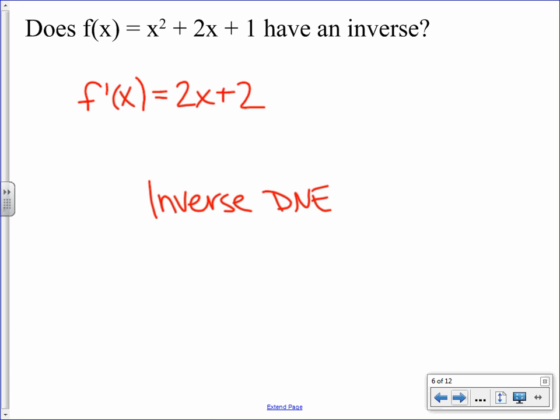Why is it not monotonic? Because the domain of f is all real numbers. If I plug in values, sometimes I can get this to be negative. Like if I plug in -3, this would be a negative value. But if I plug in 5, it would be a positive value. So since it's not always positive or not always negative, then it's not monotonic.